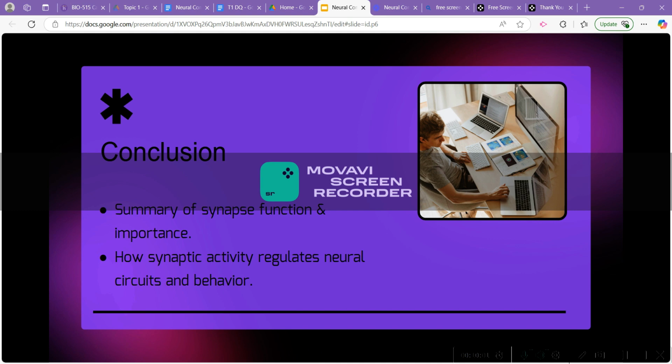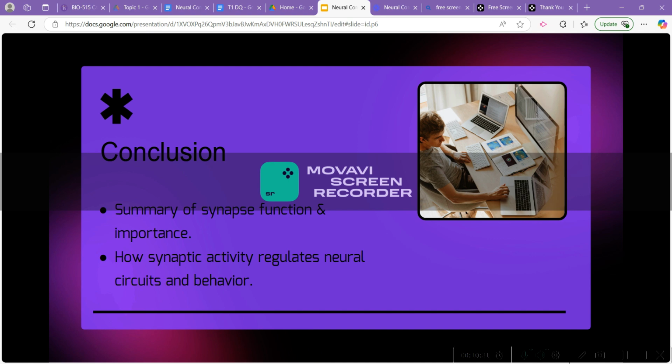Synapses play a crucial role in neural communication by transmitting signals between neurons, allowing the nervous system to coordinate functions such as movement, sensation, cognition, and emotion. Through the release and binding of neurotransmitters, synapses enable the activation or inhibition of postsynaptic neurons, shaping how information is processed in the brain. This function is essential for learning, memory, and adaptive responses to the environment.